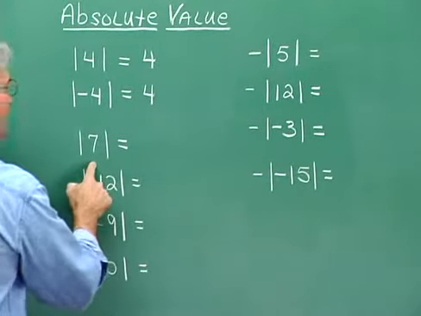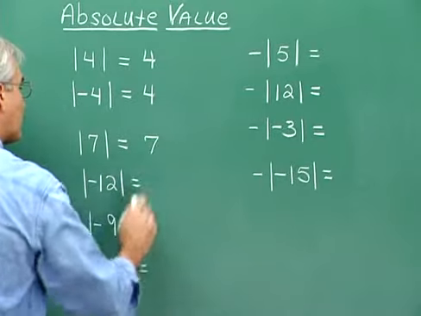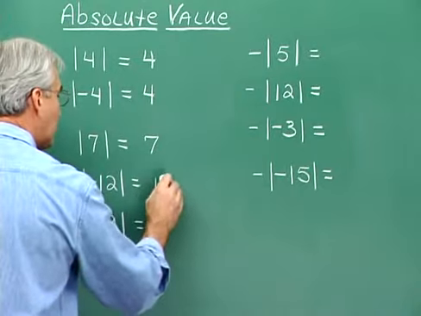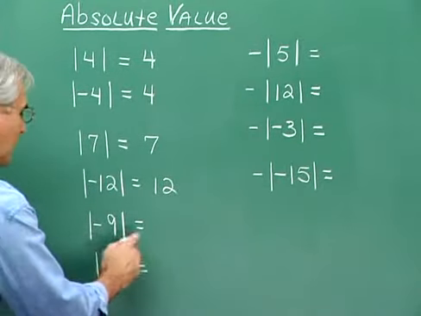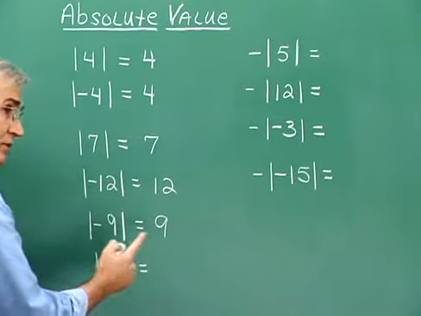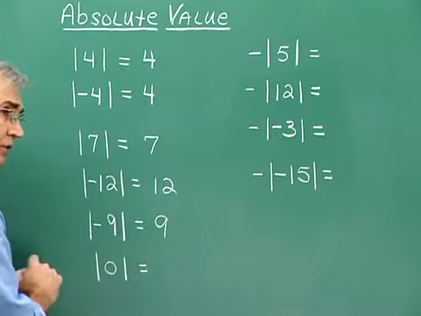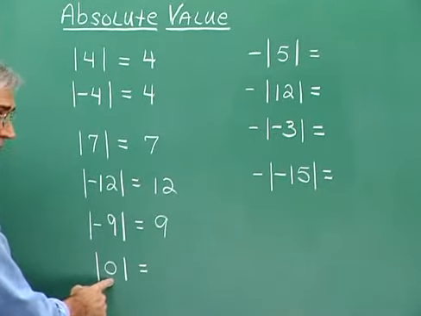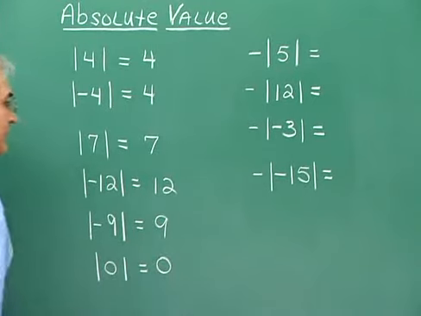The absolute value of 7, distance from 0 to 7 on the number line, oh, that would be a distance of 7. Absolute value of negative 12, 12. Seems to be a very simple idea. Absolute value of negative 9, 9. Distance from 0 to negative 9 on the number line is 9 units, a positive value. Absolute value of 0, well, this is kind of trivial. The distance from 0 to 0, well, that's 0.